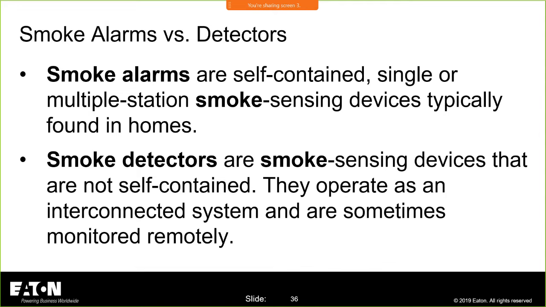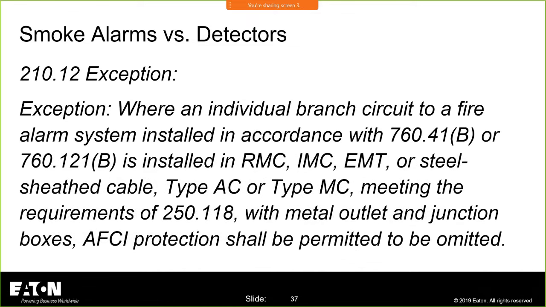And so if I go to 210.12, there is an exception where if you have an individual branch circuit to a fire alarm system installed in accordance with 760.41(B) or 760.121(B), and you have that installed in RMC, IMC, EMT, so they tell you you need to protect that circuit with something substantial, and then you do not need to have AFCI protection. That's the exception that is in 210.12.